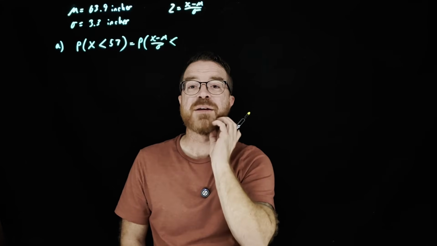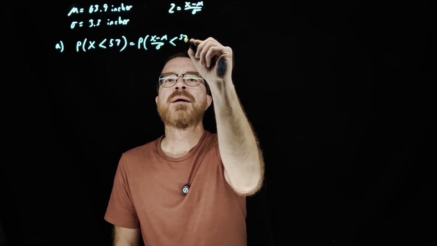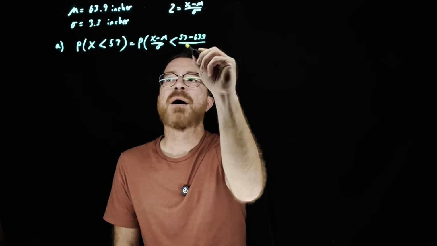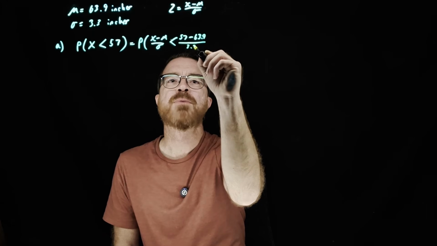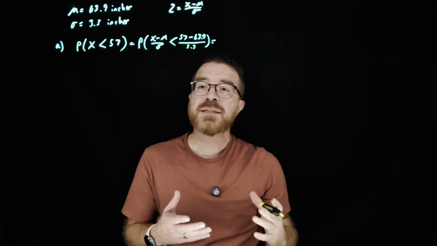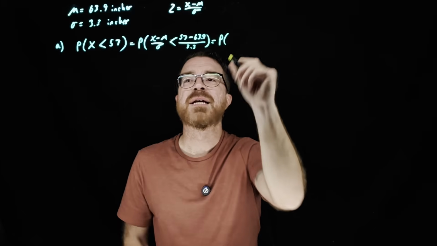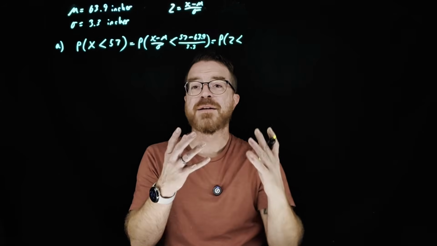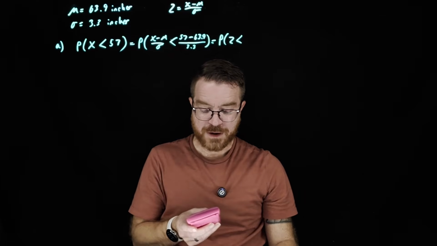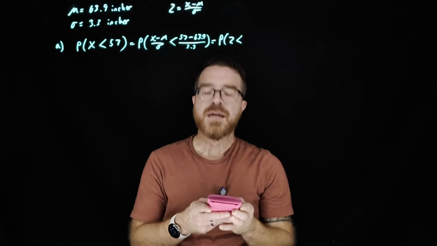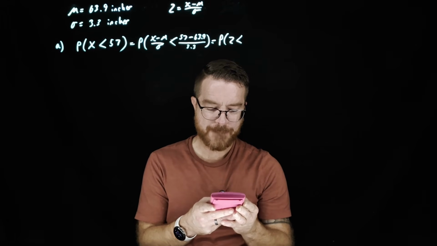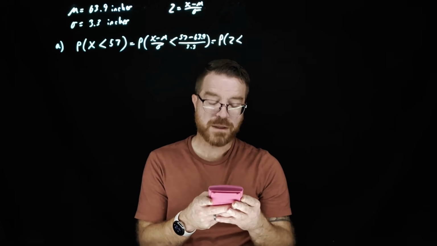And now we're going to plug our values in. So 57 minus 63.9 divided by our standard deviation of 3.3. I'm going to plug this into my calculator, right? So I'm going to get the probability of X minus mu over sigma, this can be Z less than, and I need to figure out what the value is. Looking at my calculator, I'm going to do parentheses 57 minus 63.9 in parentheses divided by 3.3.